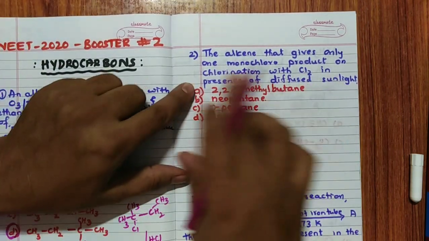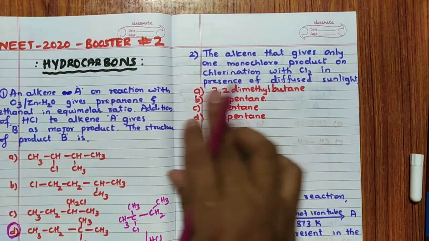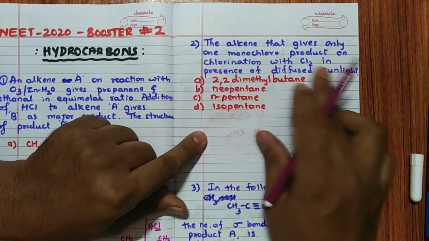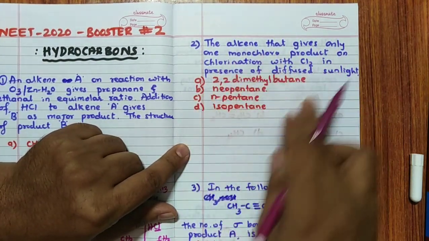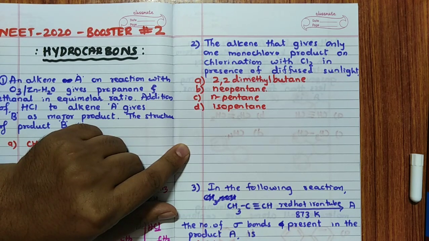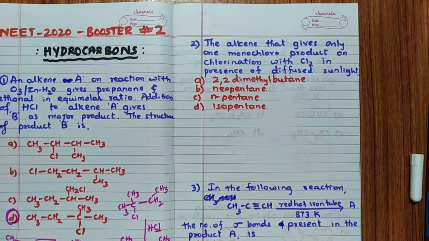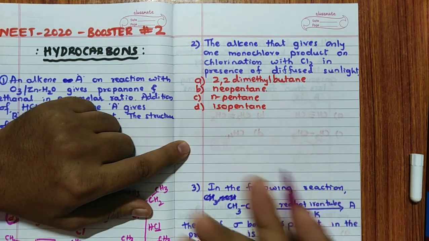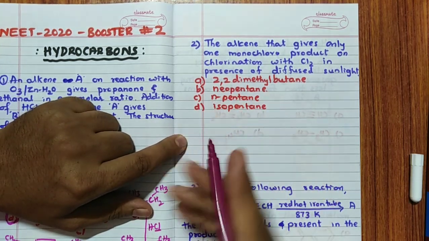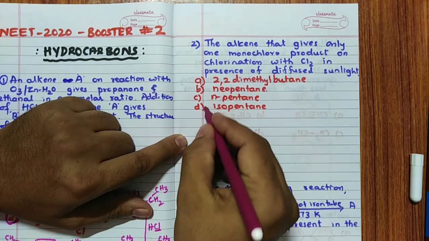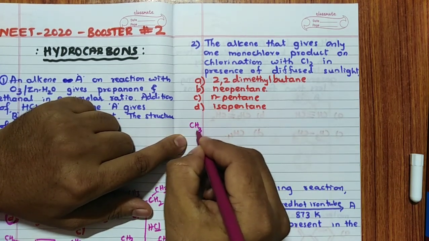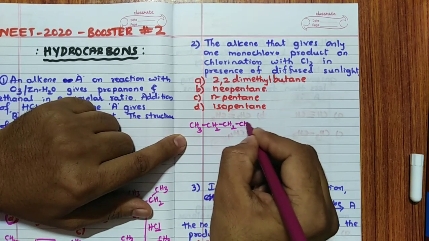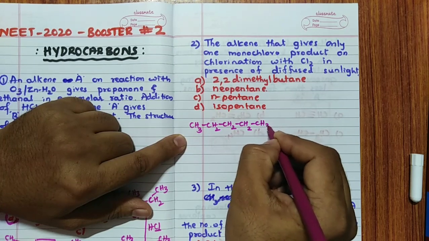Then: the alkene that gives only one monochloro product on chlorination with Cl2 in presence of diffused sunlight is? Very simple. One monochloro product means, remember, definitely all the hydrogens should be the same. So always remember, I will consider one particular example, n-pentane. N-pentane is, remember, CH3, CH2, CH2, CH2, CH3.